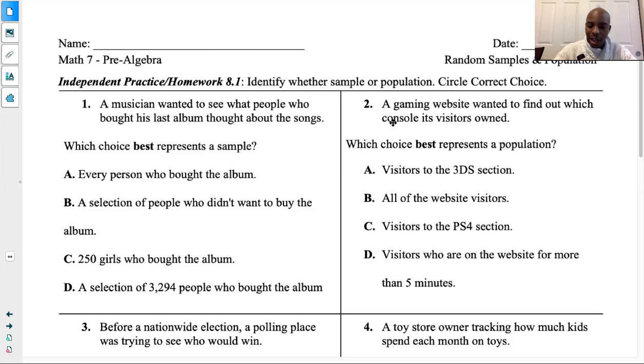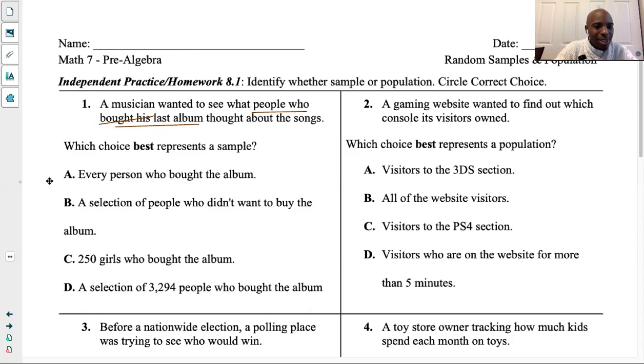Now, once again, how did I identify the population here? I read the problem. I noticed it said people who bought his album. That is my population, people who bought his album. But I need a sample. Which one best represents a sample?